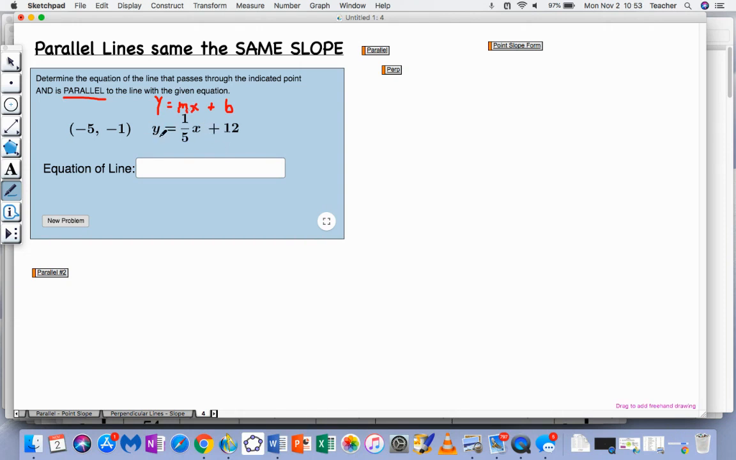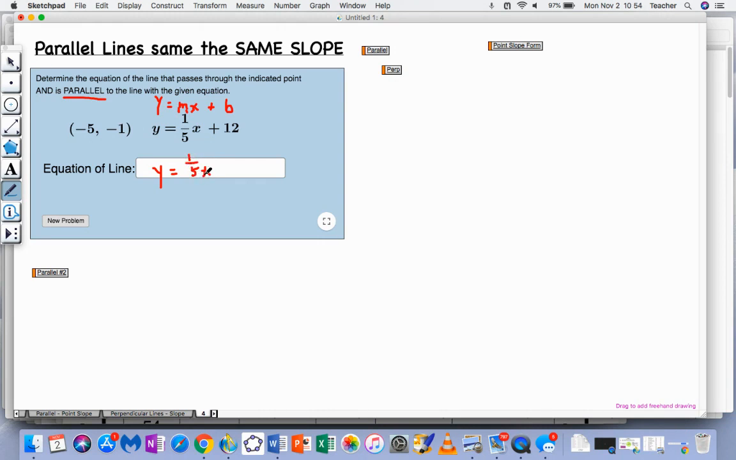So here's the question. This is going to be a line, and if you want to graph it, we talked about how to graph it. You go to the y-intercept, put a point at 12, use the slope, right? m is slope, rise 1, run 5. So for this equation that I'm going to type right here, it's got to start with y equals 1/5 x, because that 1/5 tells you what the slope of that original line is. And if it's parallel, it has to have the same slope.